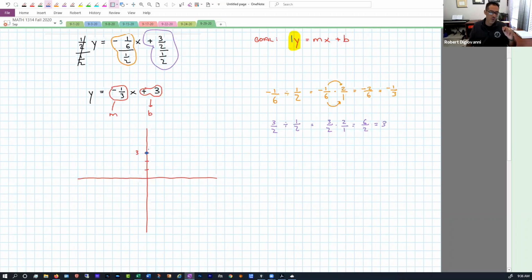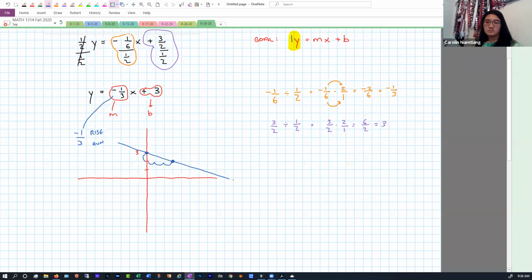And then from that point, I need to use the slope. The slope is -1/3. So my rise over run is what I'm looking at. And if I have a negative as my rise, that means I actually go down 1. And then the 3 on the bottom means I go to the right 3. So I go down 1, right 1, 2, 3, I put a dot. And once I have the 2 points, I draw a straight line through them.